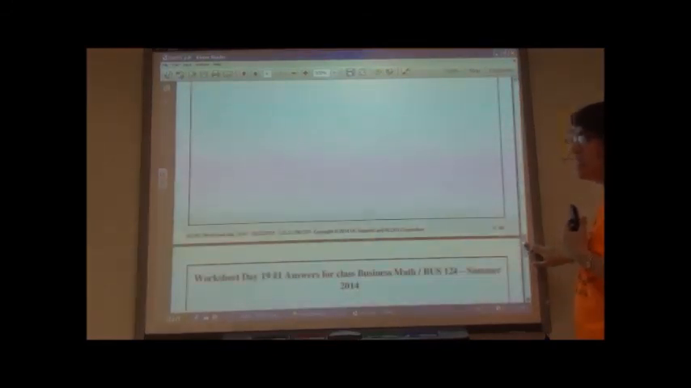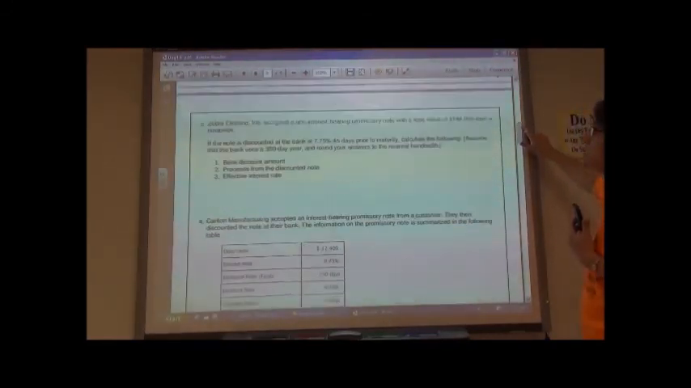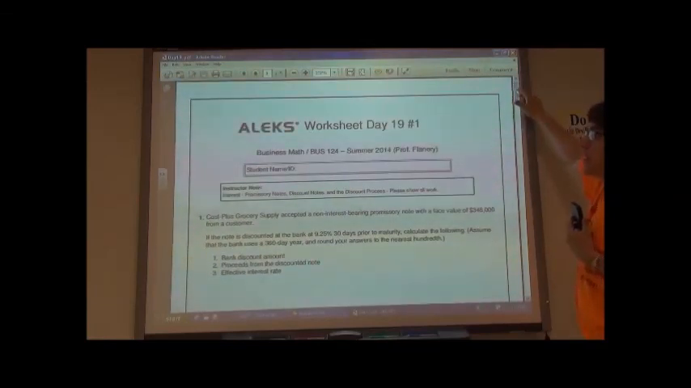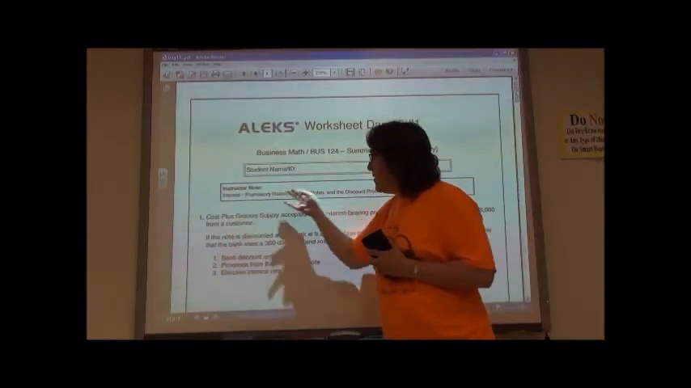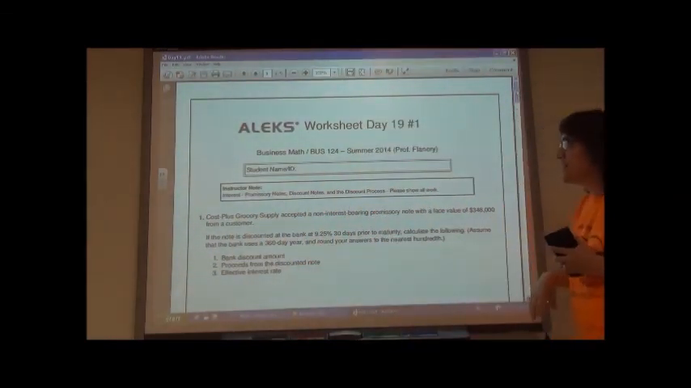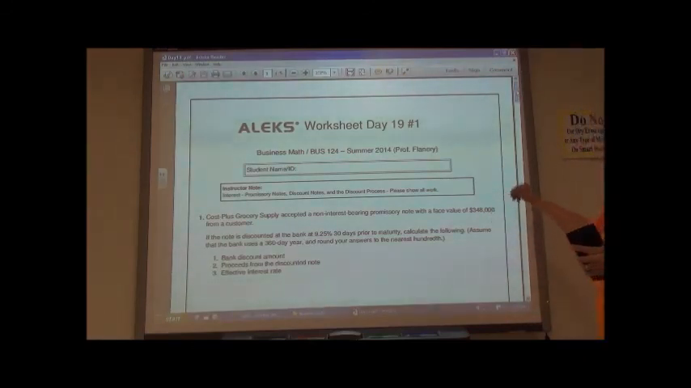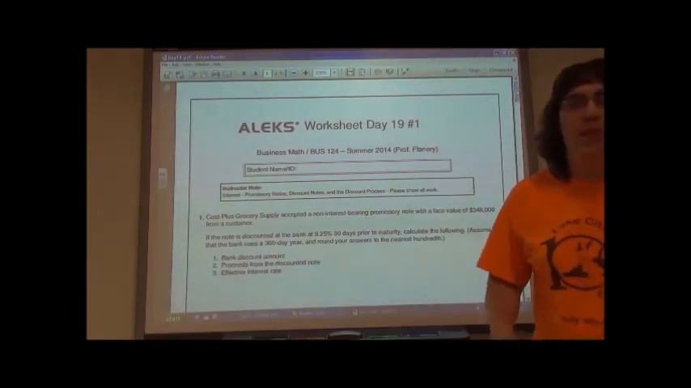And that is the end of worksheet day 19. Just the next two topics under interest, promissory notes, and discount process, because they're kind of long. I only have a couple on that page.